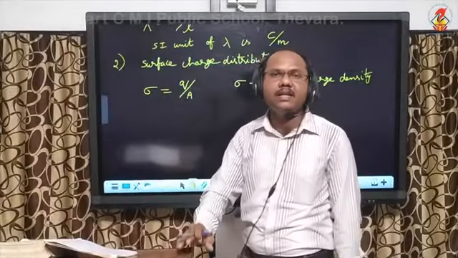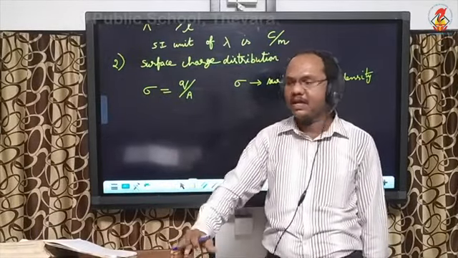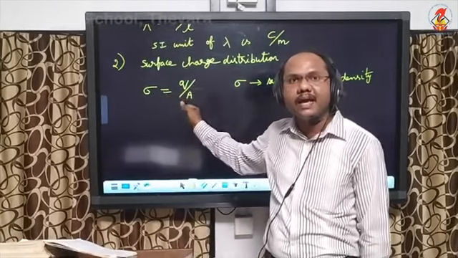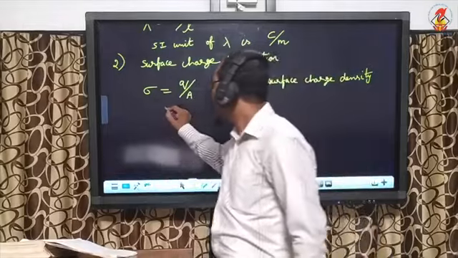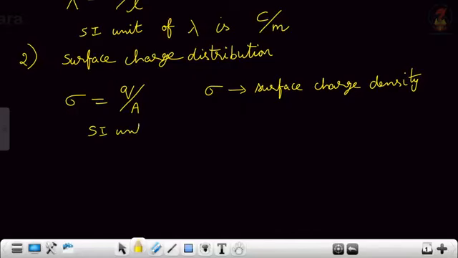Now, how will I find the SI unit of sigma? SI unit of sigma, Q by A, charge, coulomb, and area, meter square. So, I can write coulomb per meter square.